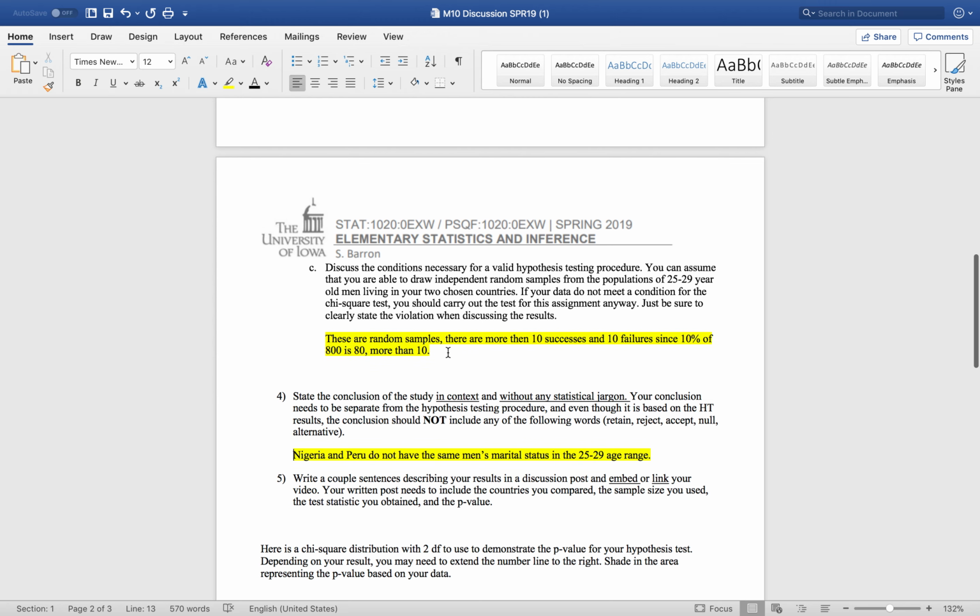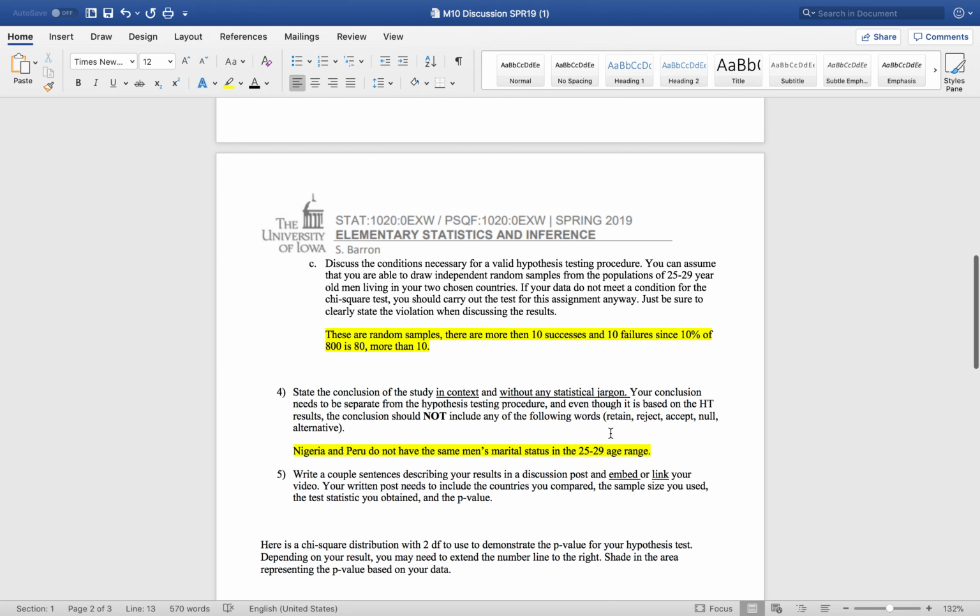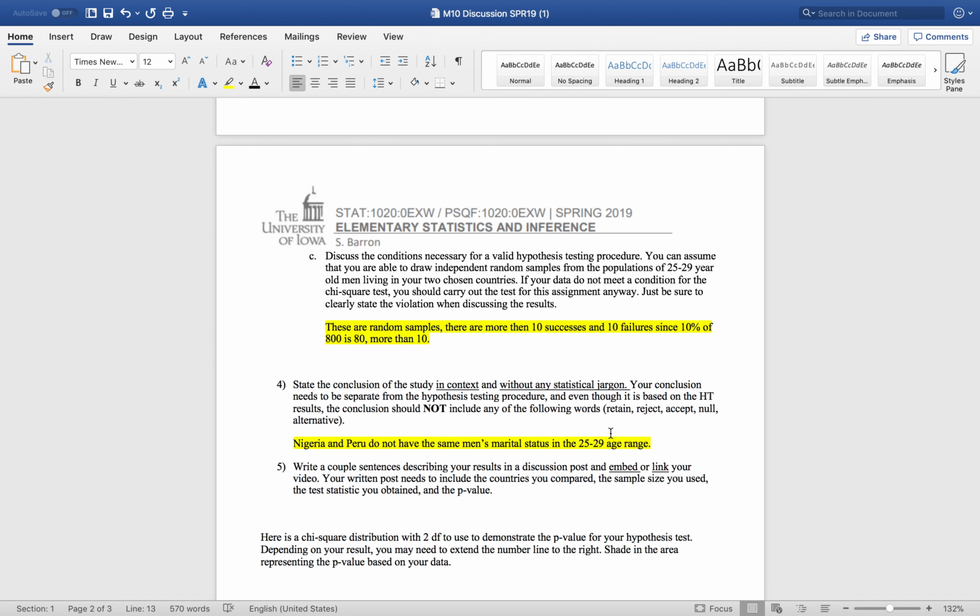Then it says, state the conclusion of the study in context without any statistical jargon. I said Nigeria and Peru do not have the same men's marital status in the 25 to 29 age group. Overall, before my conclusion, I am going to reject the null hypothesis since my p-value is 0. If my p-value were above the cutoff, I would retain it, but there's just no correlation between Nigeria and Peru, so they do not have the same men's marital status in the 25 to 29 age range.